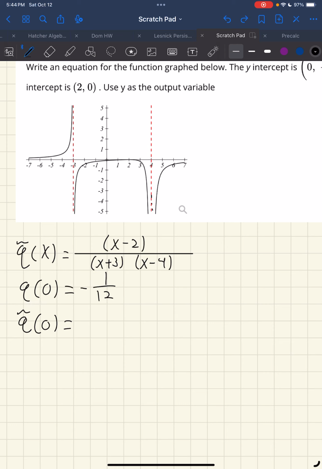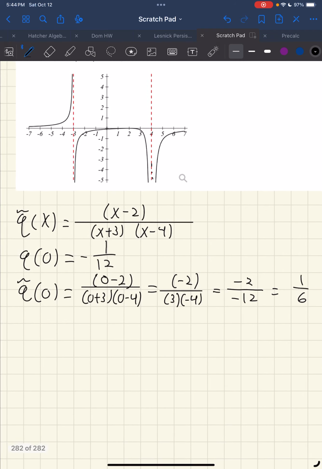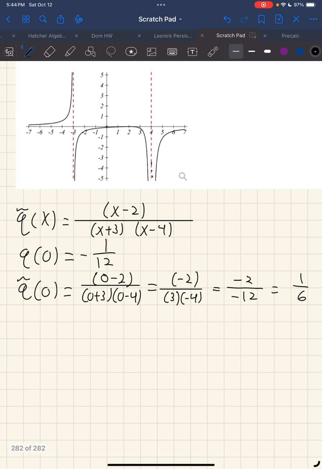But in this q tilde, which is kind of my first attempt at q, when I plug in 0, like I was saying earlier, it would be 0 minus 2 over 0 plus 3 over 0 minus 4, which is -2 over 3 times -4, which is -2 over -12. Oops, screwing up a bit. Which would be +1/6. Not what I want. So I do need to do something.